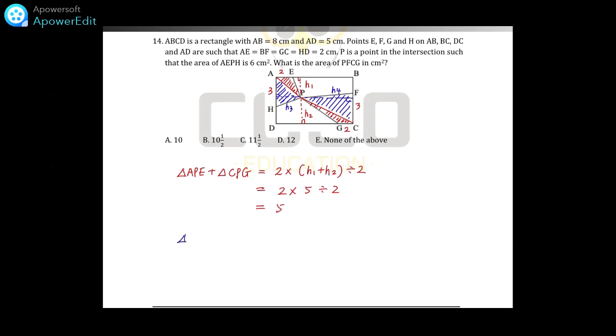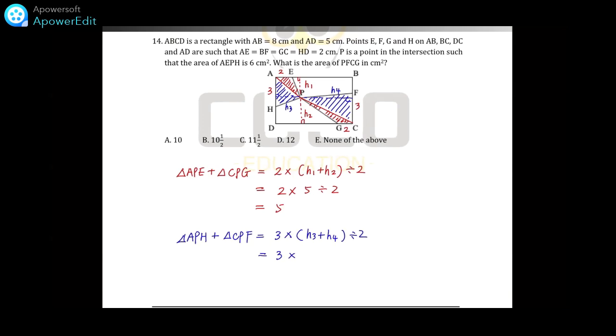So we find the sum of the area of APH plus the area of CPF equal to the base times the sum of their height divided by 2. Now, when you connect their height together, the sum of the height equals to the length of the rectangle. That's 8. So this is 3 times 8 divided by 2. Sum of the area is 12.